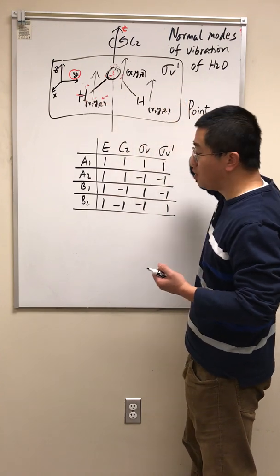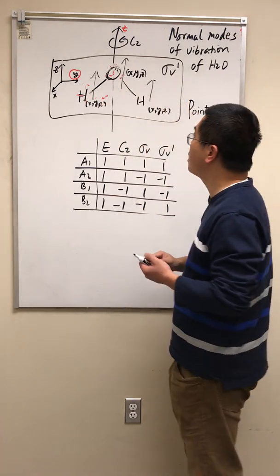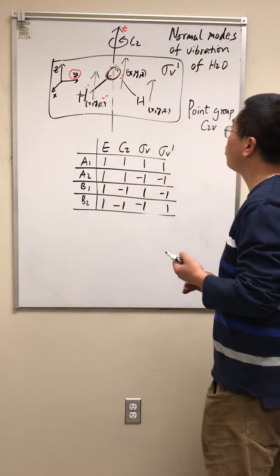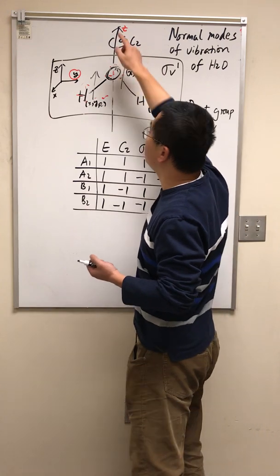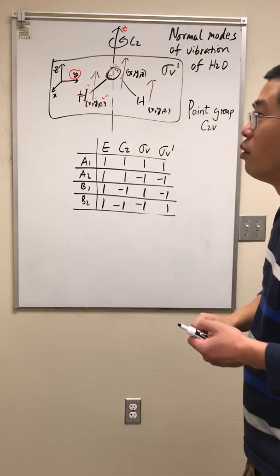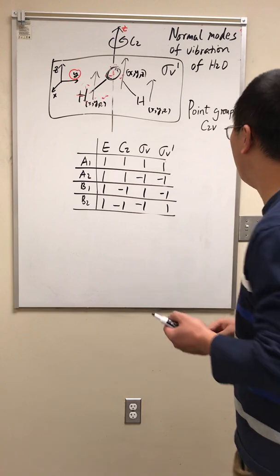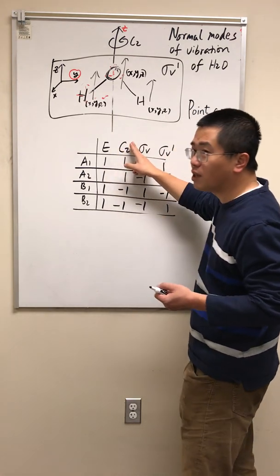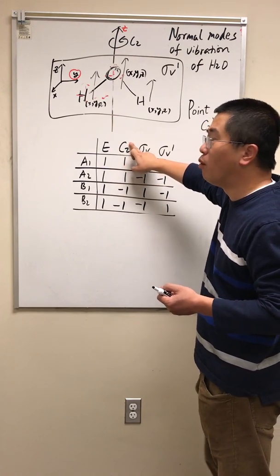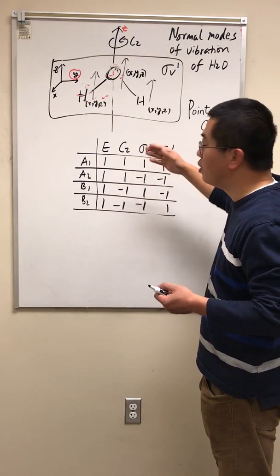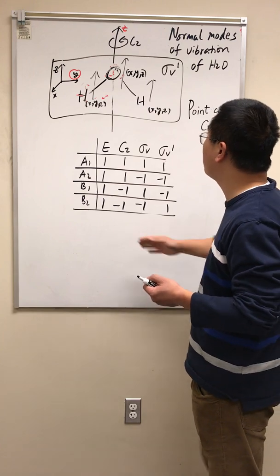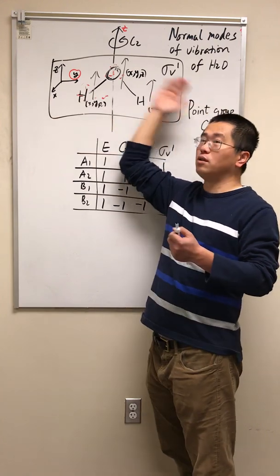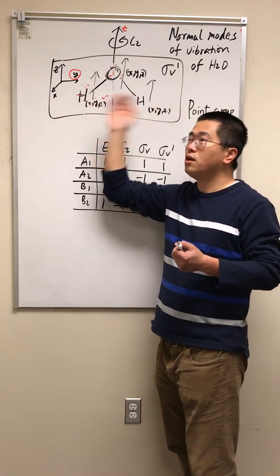Let's define this to be sigma v prime. What about sigma v? This is sigma v. That bisects the H2O molecule, and over here that shows the rotation operation. Here's the character table. E means doing nothing, C2 means rotate the molecule by 180 degrees. Sigma v is the reflection with respect to, again, this symmetry plane, and sigma v prime is the reflection with respect to this symmetry plane.